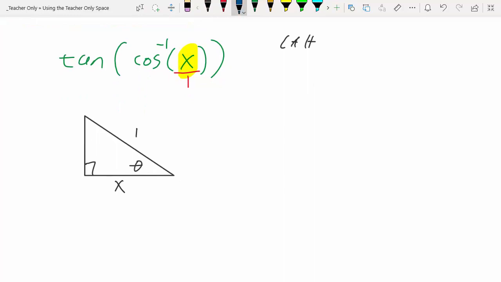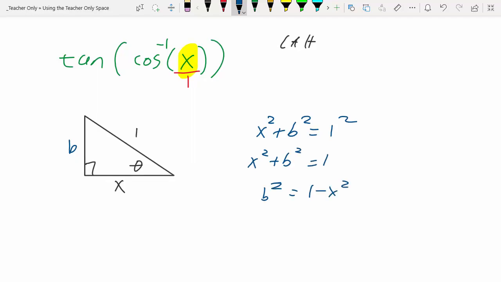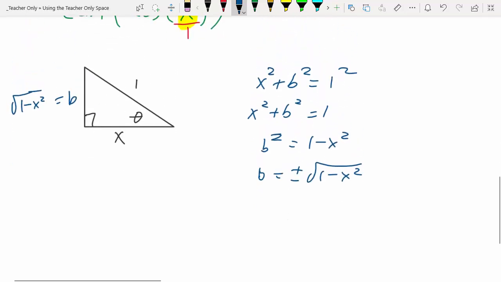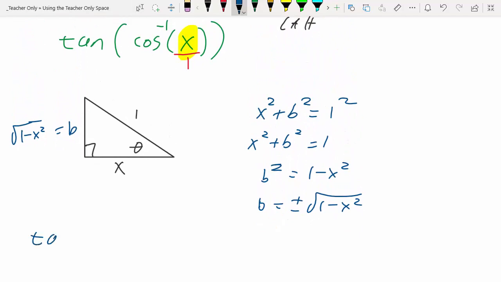All right, so to get our missing side, I'll call it b again, a squared plus b squared equals c squared. So therefore, we have x squared plus b squared equals 1. So b squared equals 1 minus x squared. So therefore, b equals plus or minus the square root of 1 minus x squared. So therefore, this is square root of 1 minus x squared. Okay, fantastic. Now we have essentially built our triangle.